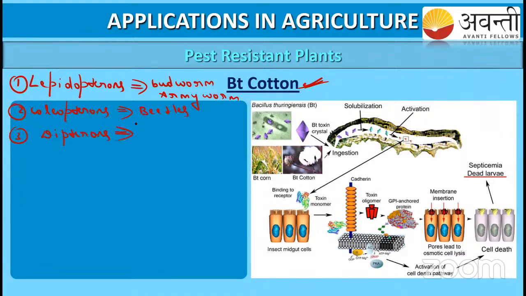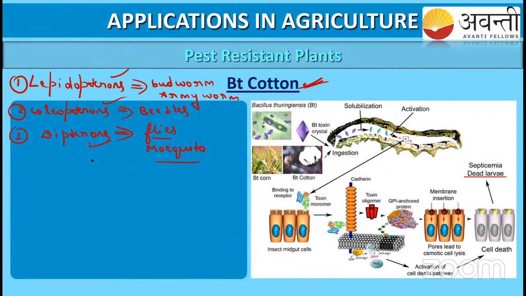And in the Dipterans, can you give an example, students? Flies, and very good, mosquito, right? Yes, flies and mosquito will come under the Dipterans. So Lepidopterans, Coleopterans, and Dipterans. Remember that flies and mosquito come under the Dipterans. They can give you this in the multiple choice, so that's why you have to remember this.